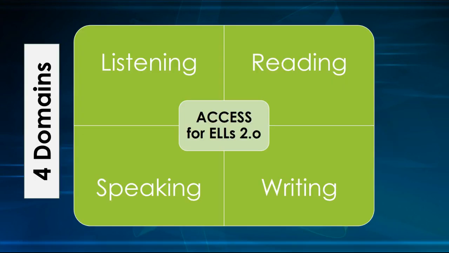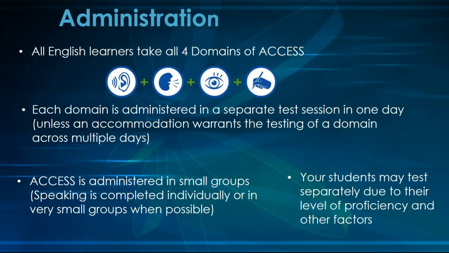During Access for ELLs 2.0, your students will take 4 different domains: listening, reading, speaking, and writing. All English learners will take all 4 domains of Access. Each domain is administered in a separate test session in one day, unless there's an accommodation that would warrant the testing of a domain across multiple days.